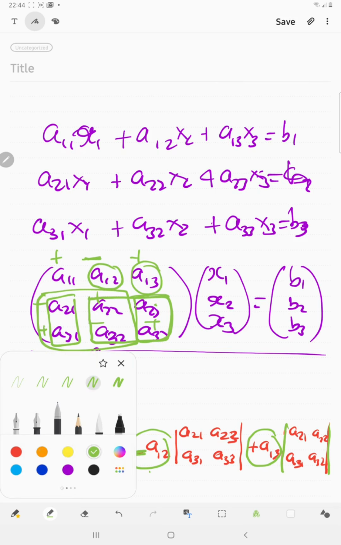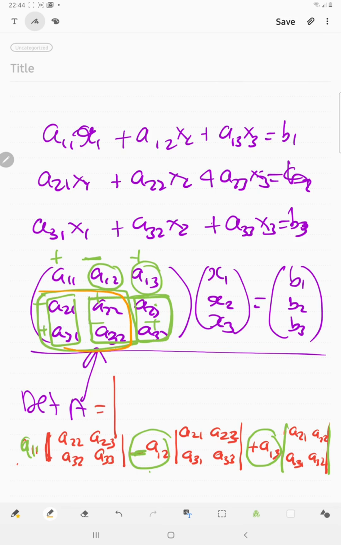Let me put a different color. It is this particular part, so that one is now A21, A22, A31, A33. So it is like that. When you simplify this one as a determinant, this one as a determinant, and that one as a determinant, multiply with those particular values and subtract, you actually get a determinant. So that's what can be defined from a determinant point.